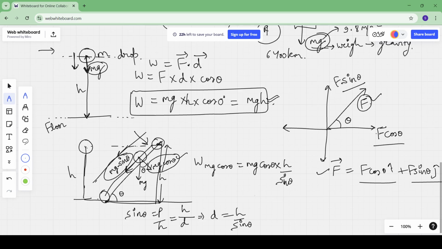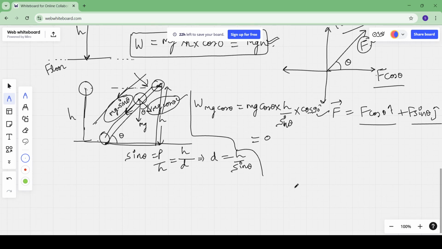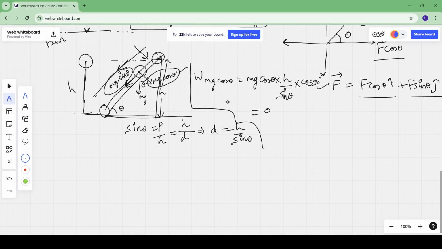Now, in a similar way, we have force and displacement, and the third one is cos of theta. In this case, what is the angle? As you can see, the force is in this direction and the displacement is in this direction. So the angle between the force and the displacement is 90 degrees. So this is cos of 90, and whatever is written here, it's going to be zero because cos of 90 is zero. So the work done due to mg cos theta is 0.